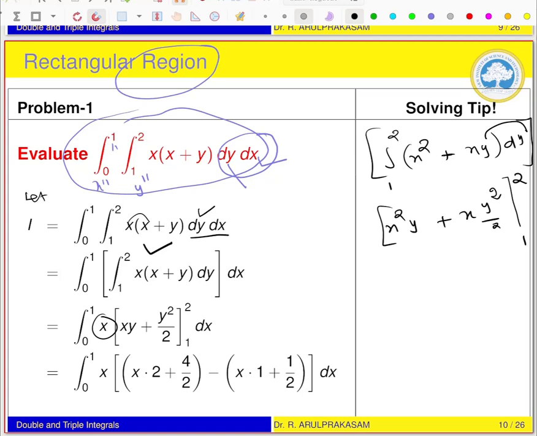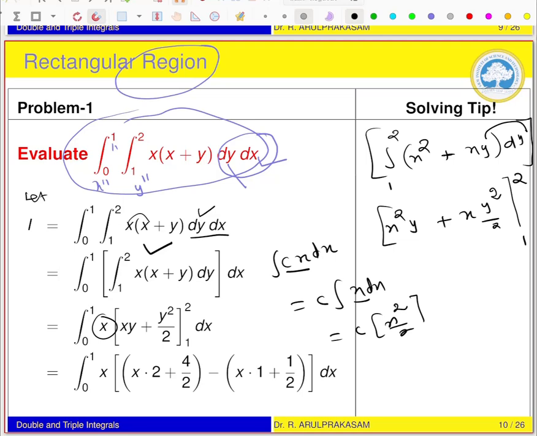For example, the integral of c times x dx. What will we do if we keep c outside? What is the answer I am getting? c times the integral of x dx, which is x square by 2. You know this property: when a constant multiple is involved, this is how we do the process.